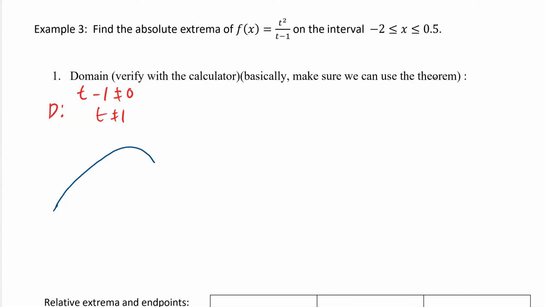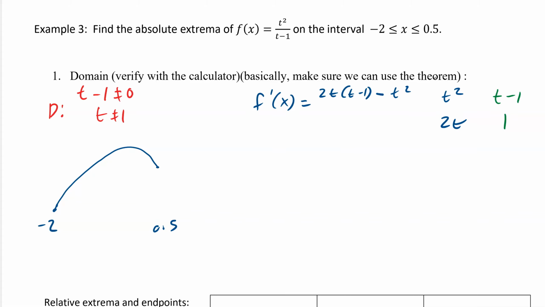So it does that. Looking at this, we're going to have one critical point between our -2 and our 0.5. So let's take our derivative and see what we get. So f prime of x will equal, and we have to use quotient rule. So we have t squared and t minus 1. So that will be 2t and 1. And then using quotient rule, we get 2t, t minus 1, minus t squared, all over t minus 1 squared.